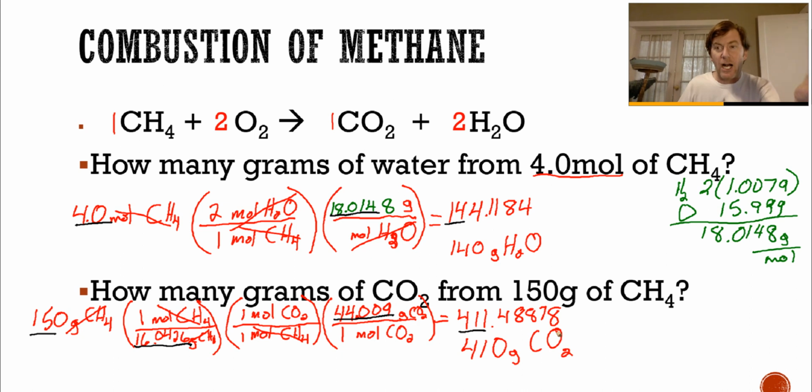So from burning 150 grams of methane, I created almost 3 times that amount of carbon dioxide. It's kind of crazy, isn't it? Now, just imagine when you're burning octane in your gasoline, how much carbon dioxide are you putting out with that? We can figure it out, and we will. So you should have enough information now to get into the stoichiometry and start working some problems out.